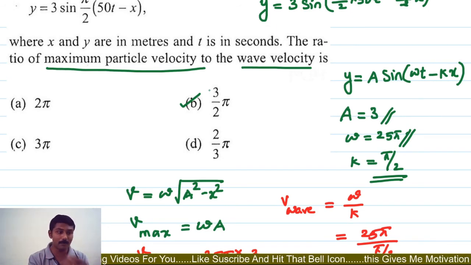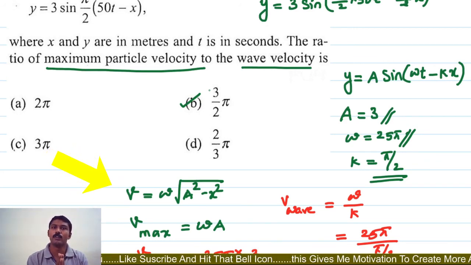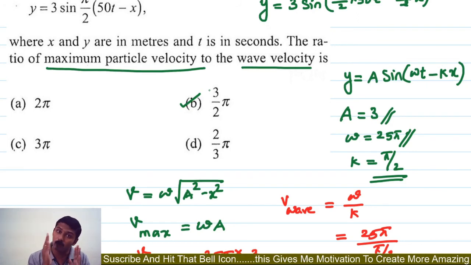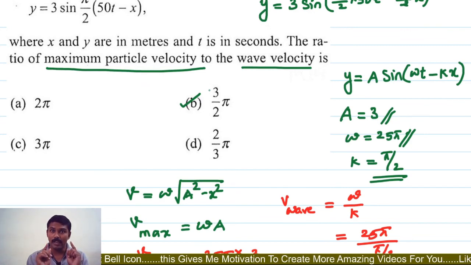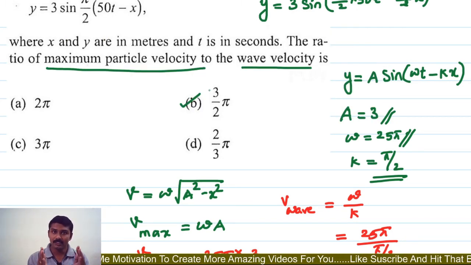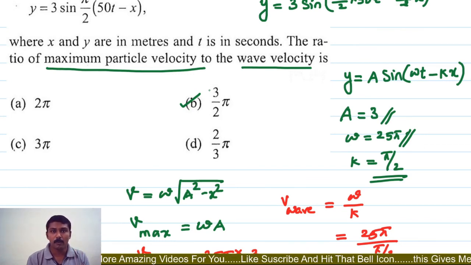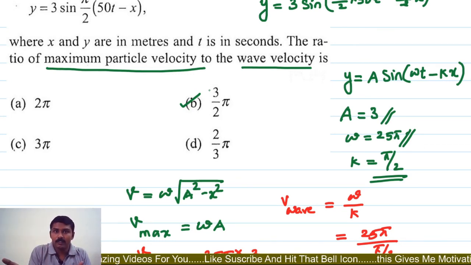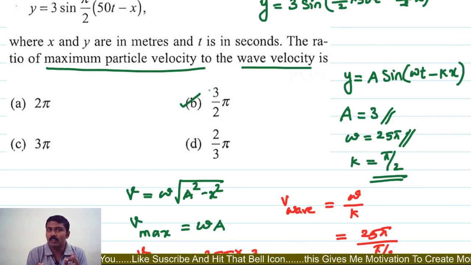Very important equation. At the same time, the velocity of the particle, v is equal to omega into square root of a square minus x square, is also a very important question this year. Then definitely focus on questions from energy, kinetic energy and potential energy, which we have already done in the previous question, so go through that also. Along with these, the relation to find the phase difference between two simple harmonic motions can come along with the chapter called waves. So these are certain important parts from where questions are expected this year.